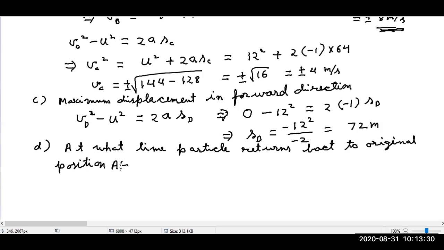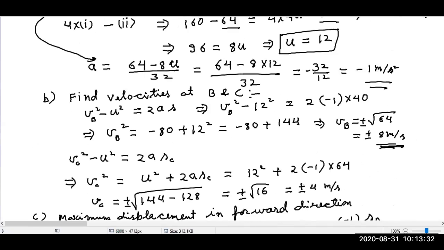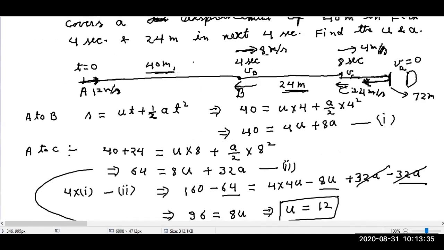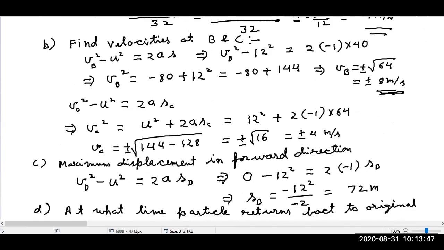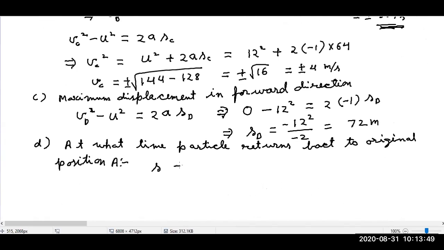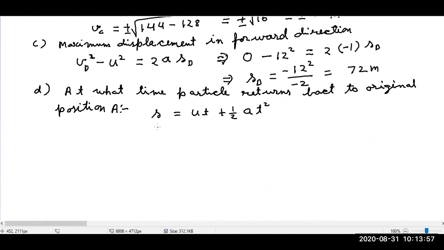So for this one, what we are going to do is the displacement we have to take 0 because particle is reaching to the same point A. So we have to take displacement to be 0. If you take displacement to be 0, we can use this formula, S equal to ut plus half at square. So what we will do is S equal to ut plus half at square, and we will take displacement to be 0. U was 12 t and half -1 t square.